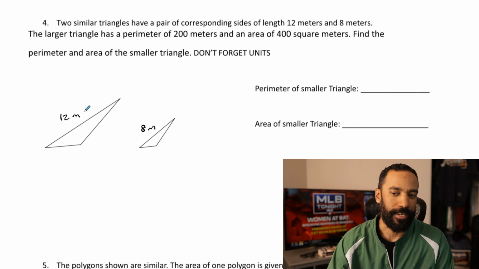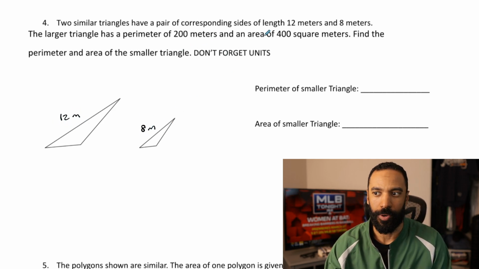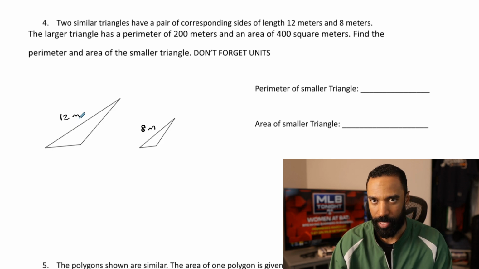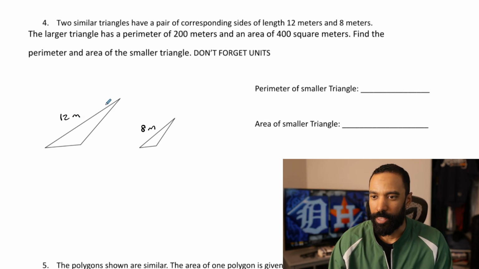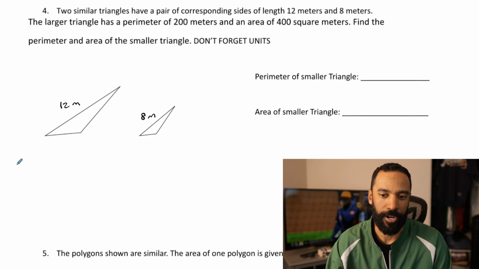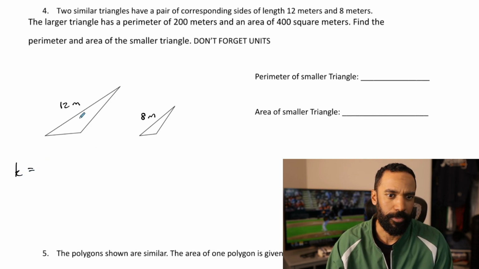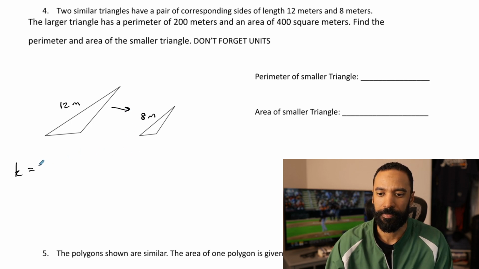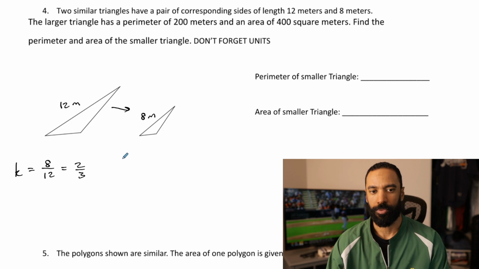So, you know, again, is it the longest side to have 200? No, it's not. Don't worry about that. They want to find the perimeter and area of the smaller triangle with everything that we know about this. Let's start with a similarity ratio. And let's go for a reduction this time. Let's go from big to small, 12 to 8. 8 over 12 is 2/3. So the similarity ratio is 2/3.